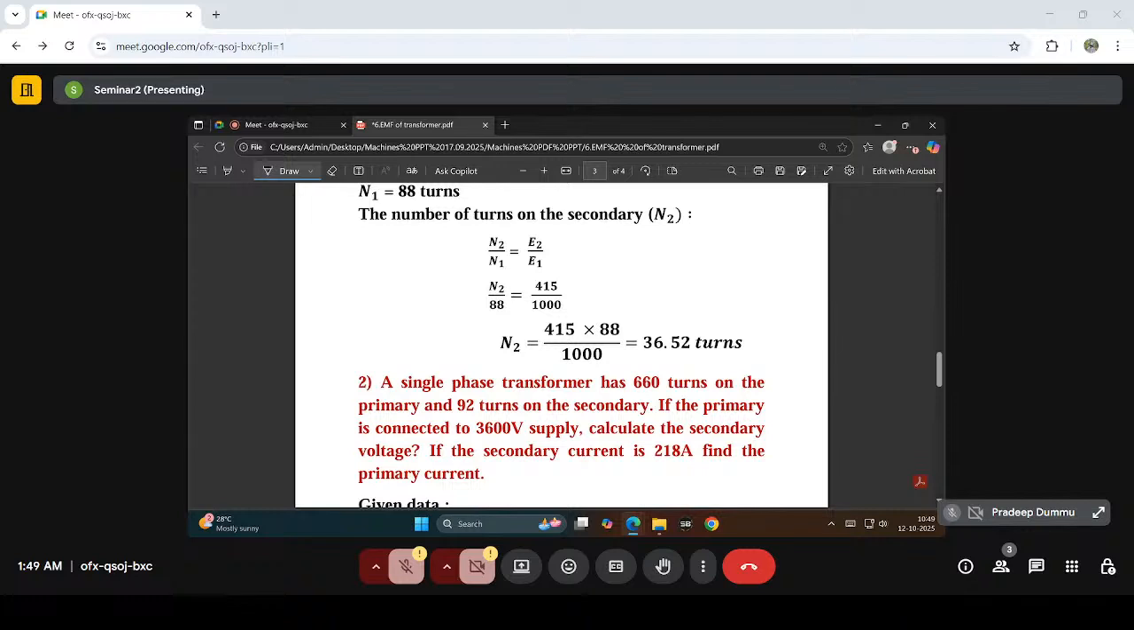If the secondary current is 218 amperes, find the primary current.